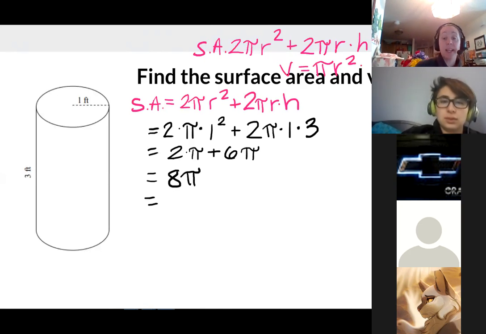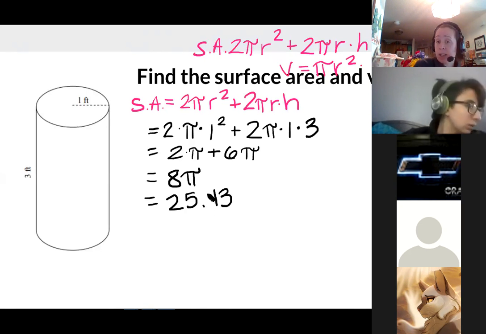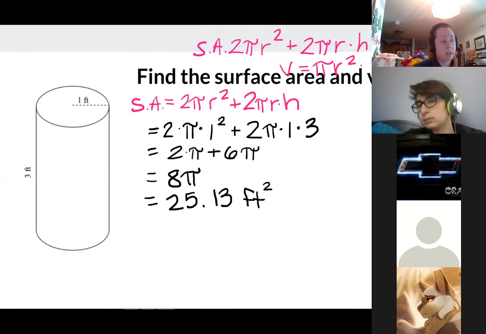I gotcha. Okay, so did you guys get 25.13 like Casey did? Perfect. And then since it's area, I would label it as feet squared. That's my surface area.